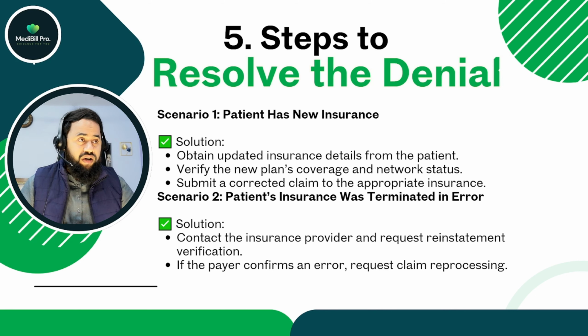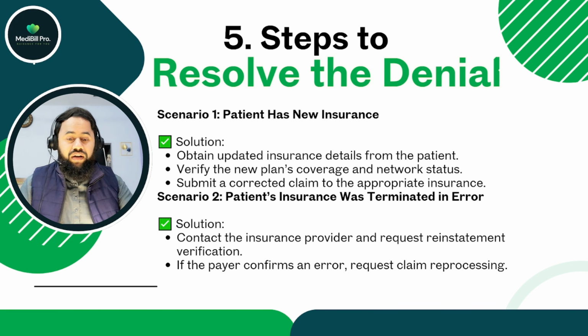Okay, so we need to verify and request the insurance company to find out if the patient is active with them or not. If they have terminated the patient in error, they need to rectify that. And if the payer confirms an error, request claim reprocessing. Then we can request them to reprocess the claim and pay for the services that were rendered by our healthcare provider.